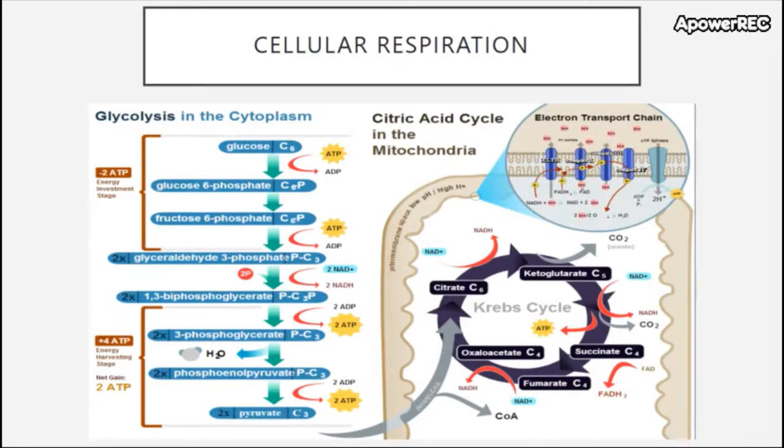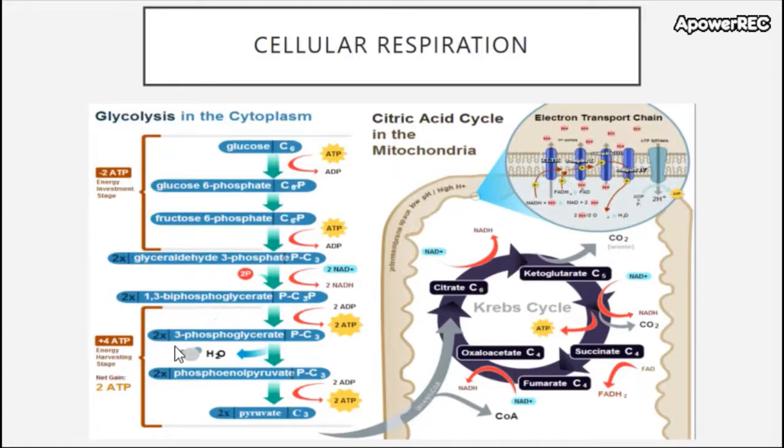This image is a 10,000-foot view of cellular respiration. We're going to get into greater detail for each one of these processes, but this shows that process of cellular respiration that I outlined. Here, we see glycolysis occur. Glycolysis occurs in the cytoplasm of the cell.